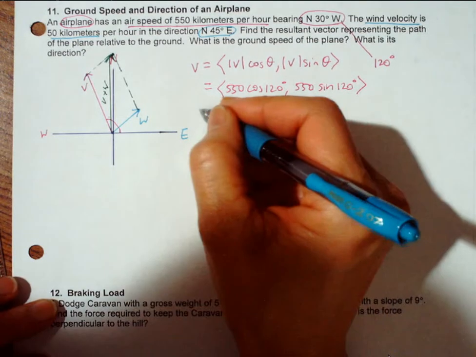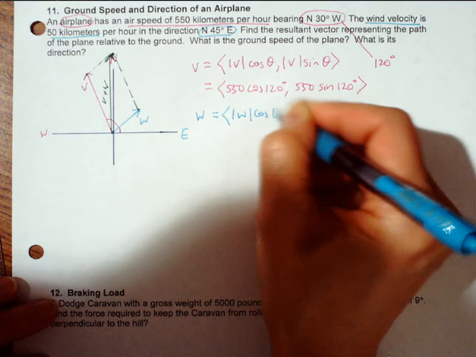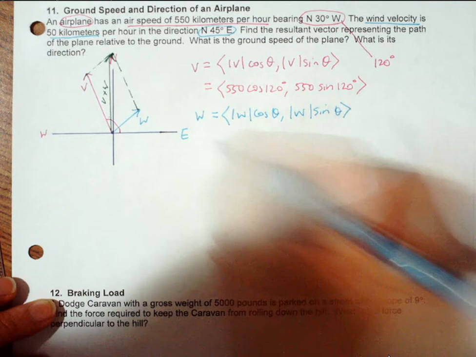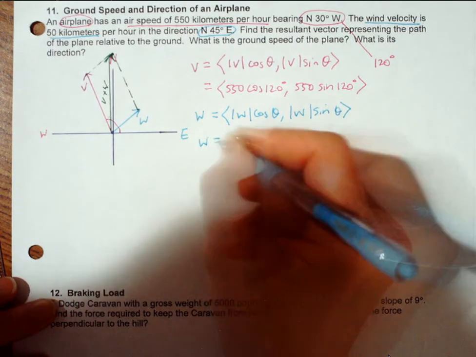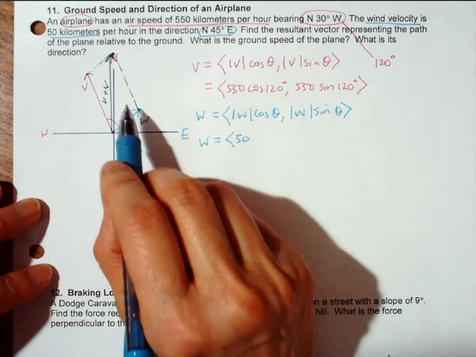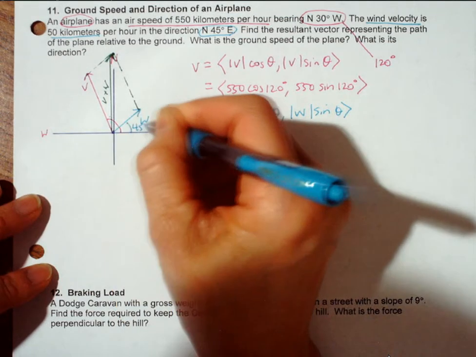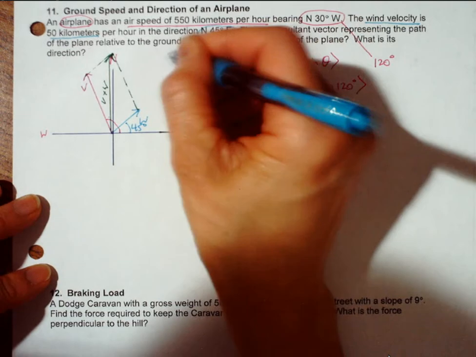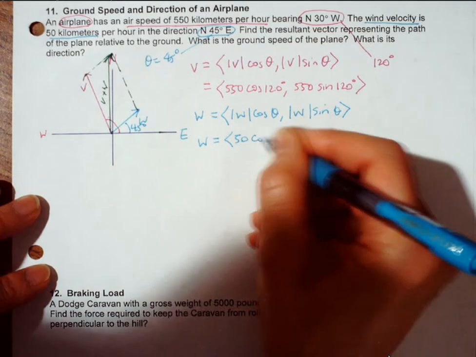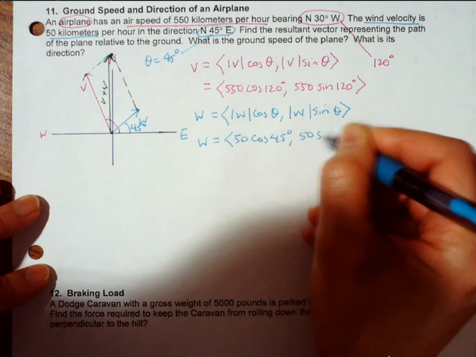Okay, next I'll do the wind velocity vector. So W is equal to magnitude of W times the cosine of theta, magnitude of W times the sine of theta. So then W is going to equal 50, and for this one it's north 45 degrees east, so then that angle here is going to be just 45 degrees. Okay, so this right here is 45 degrees. Okay, so that'll be 50 cosine of 45 degrees, and then you have 50 sine of 45 degrees.